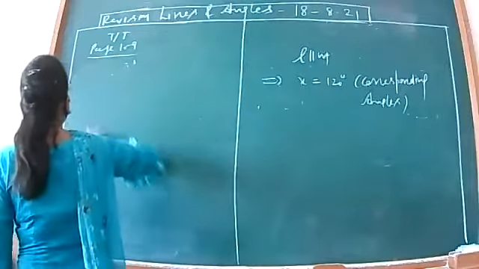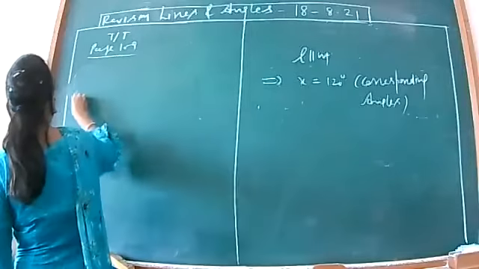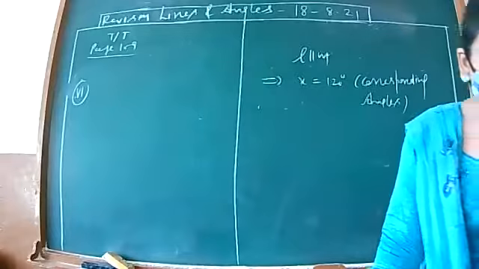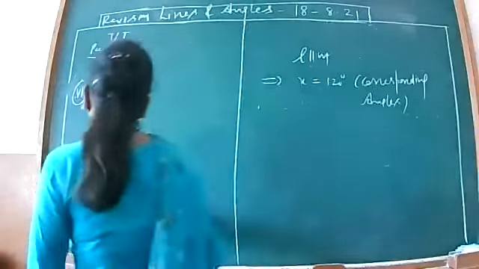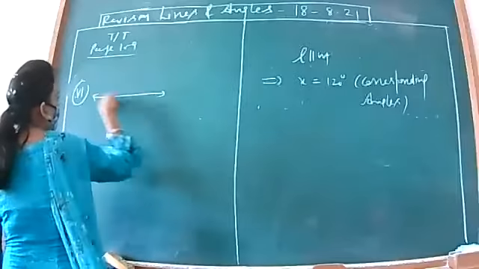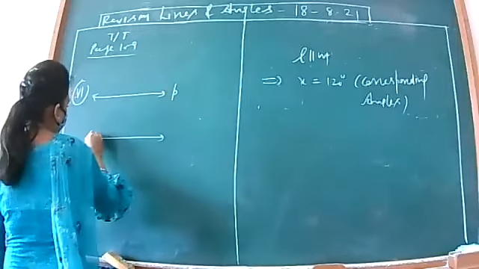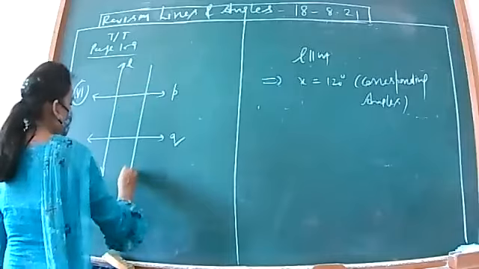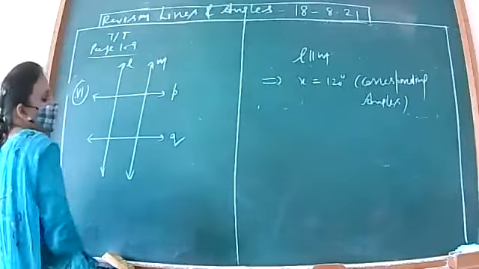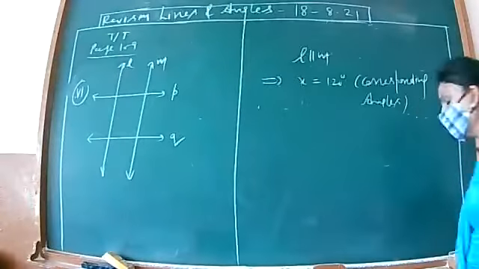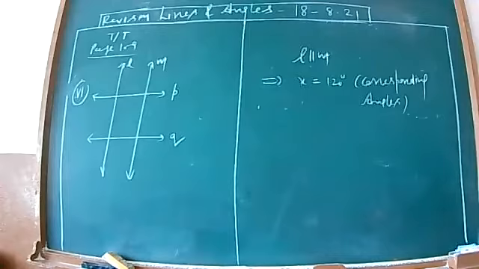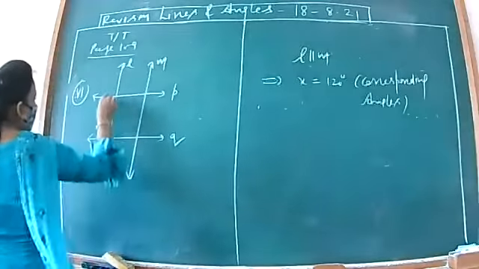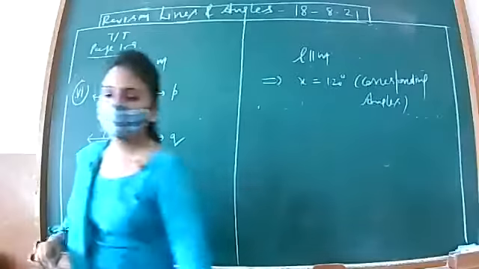Sixth part. P and Q are parallel and even L and M are parallel. P is parallel to Q and L is parallel to M. There are some angles. This is A. This is 60 degrees.